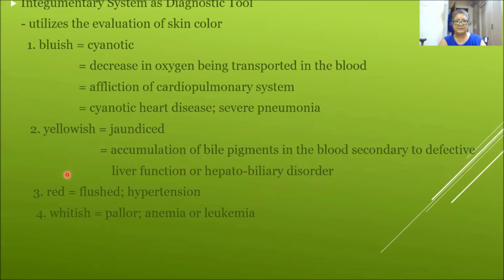Another problem is when you encounter a patient at the ER who is flushed, then what should come into your mind is that the patient is hypertensive. So again, you give oxygen before you ask him what happened to him. Or if the patient comes in whitish, there is pallor, or there is anemia or leukemia. So you have your line of thinking on what to ask the patient and what happened to him.